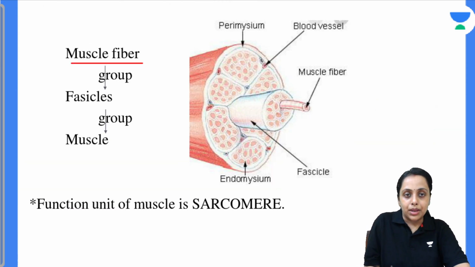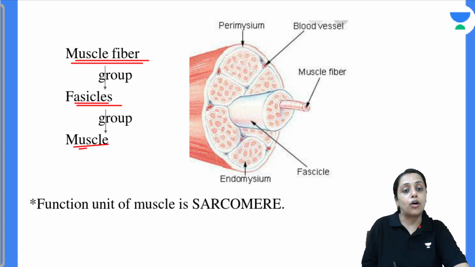This is the summary. Muscle fibers group to form a fascicle, and fascicles group to form a muscle. So our muscle fiber is covered by endomysium. Then comes our fascicle, then comes our muscle. Muscle is covered by perimysium.